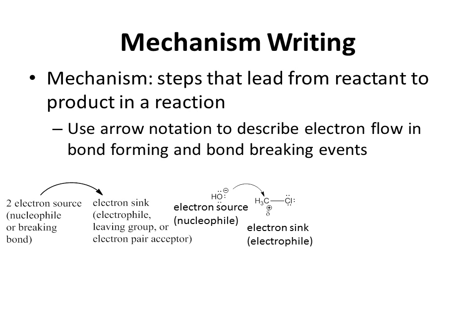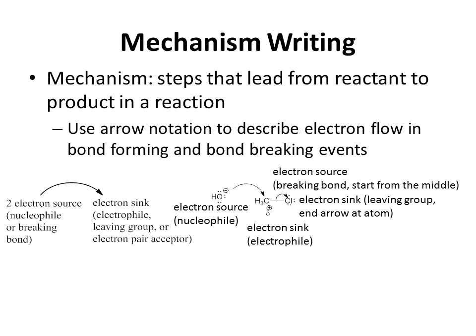That breaks the bond between carbon and chlorine. We show the electron flow toward the chlorine. The source of electrons is our breaking bond when we start the arrow from the middle of that bond, and our electron sink is the leaving group, and the arrow ends at that atom, which is the chlorine atom. Our products are shown: methanol, CH3OH, plus chloride anion. This is an example of a one-step mechanism, but mechanisms can have many steps leading from reactants to products.